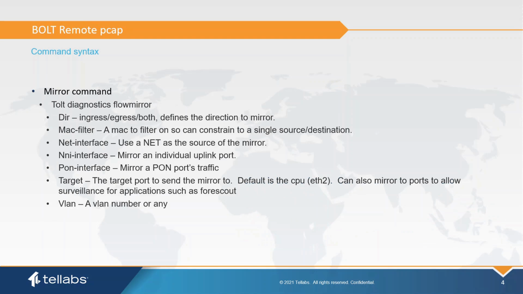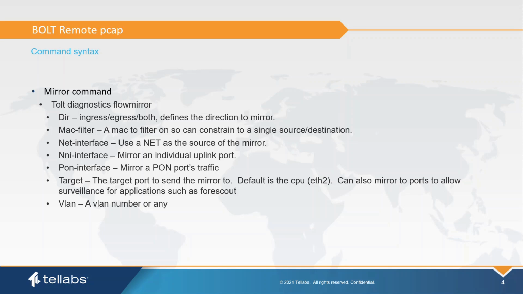So first, let's look at the format of the mirror command. The command is Tolt Diagnostics Flow Mirror. And the first parameter is direction. So you can say ingress, egress, or both. When you say ingress, it's just traffic that is ingressing on that port or net interface. Egress means only traffic that's going out, or both directions, meaning you'd like to see both traffic coming in and traffic going out.